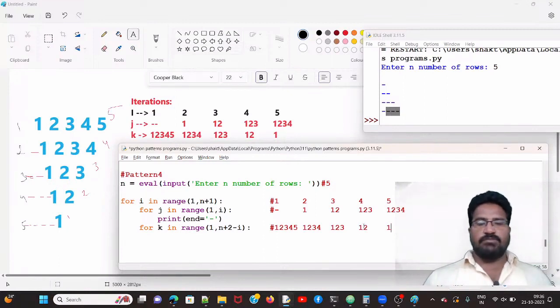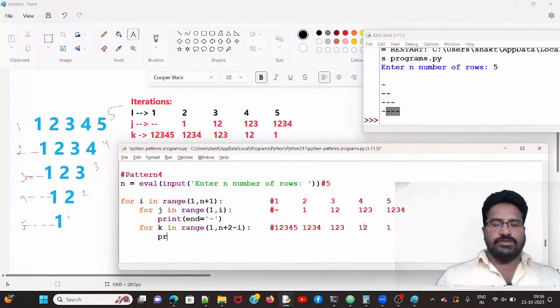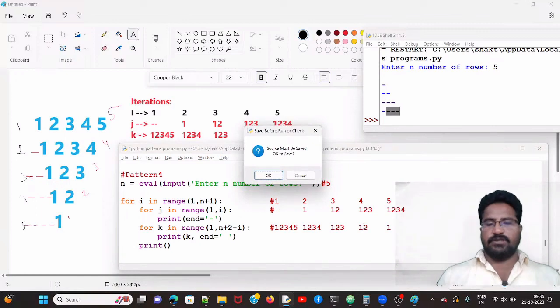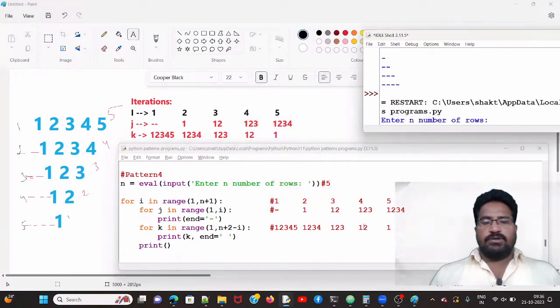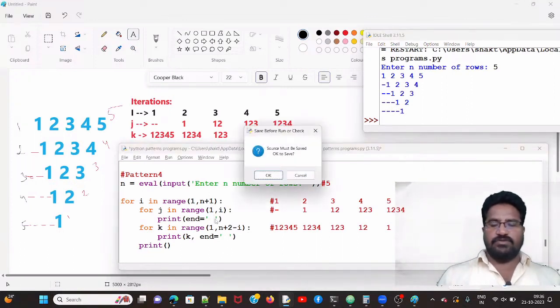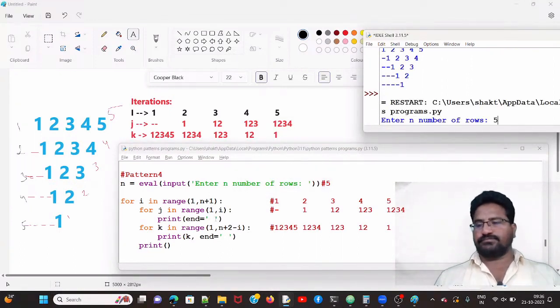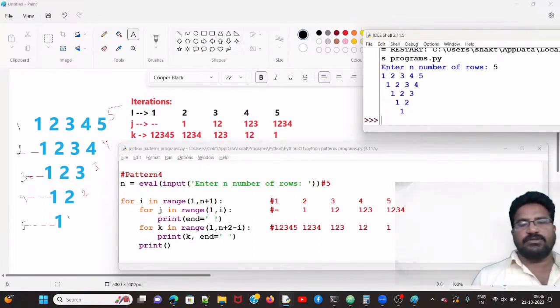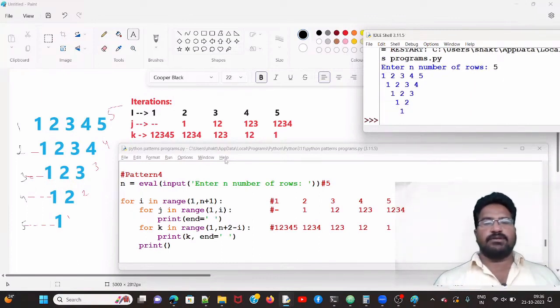And what is displayed each time? Display the k value only, right? So print k, and end equal to a space, like this. At last, go for the new line. So take the empty print, giving the 5. Yes, now let's remove this hyphen. Right, so this is the pattern.